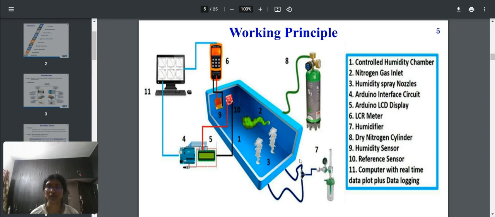Here, 7 is the humidifier, which is going to act as the source, which will be replaced by the original source from which we'll get the humidity. Then 8 is the cylinder containing nitrogen air, which is used for emptying this chamber and for removing all the impurities present in this chamber. Number 9 is our humidity sensor, and number 10 is the reference sensor, which is DHT11. An LCR meter, number 6, is connected to measure the inductance, capacitance, and resistance, but we'll be mainly measuring the resistance.